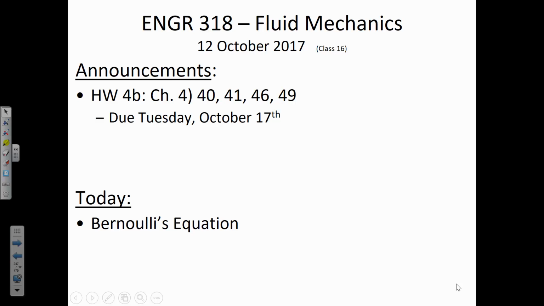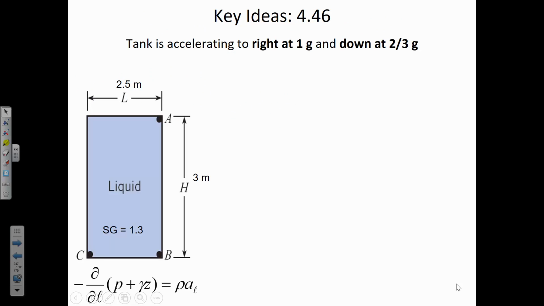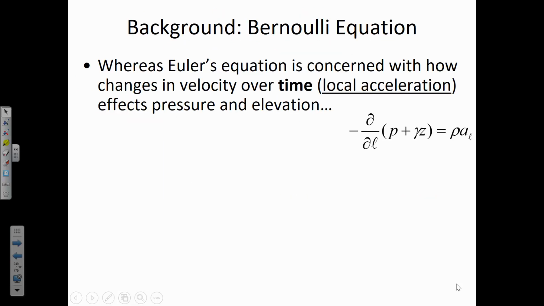So the purpose of Euler's equation was to predict a change in pressure when we have a local acceleration. Does anybody remember what kind of flow is associated with local acceleration? Unsteady flow. Now, Bernoulli's equation is going to be used to describe when we have non-uniform flow. So that's the direction we're headed in today, in the direction of Bernoulli's equation.